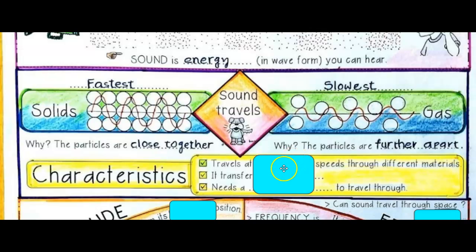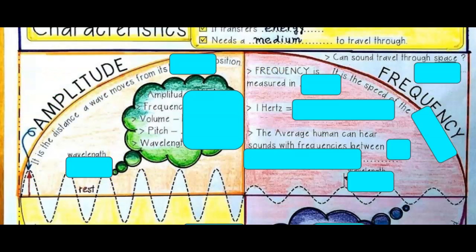Some characteristics of sound being transferred, how it travels. It travels at different speeds through different materials. It transfers energy, and it needs a medium to travel through. Four different things that sound needs to travel: amplitude, frequency, volume, and pitch. So let's talk about those.